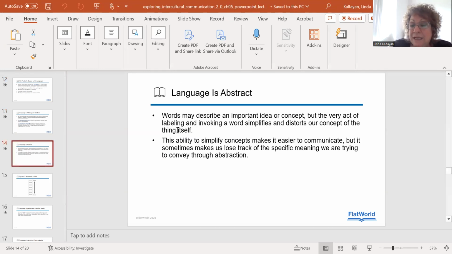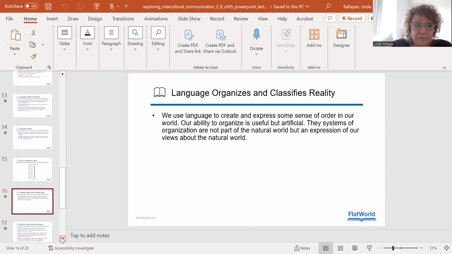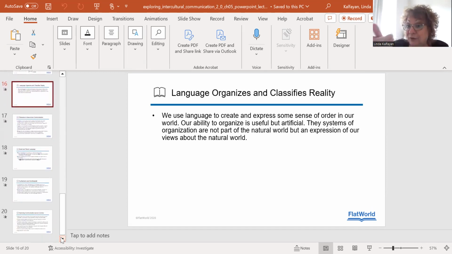When we say words are abstract, words may describe an important idea or concept, but the very act of labeling and evoking a word simplifies and distorts our concept of the thing itself. Even though our society does put a lot of weight on words, we still have to understand that we attach other meanings to the words, how they are said, and everything that we went over. The object itself is concrete, and as you go up the ladder, it becomes more abstract. Even if I say phone, most of you think cell phone, but maybe somebody still has a landline and might think of a phone in that regard.